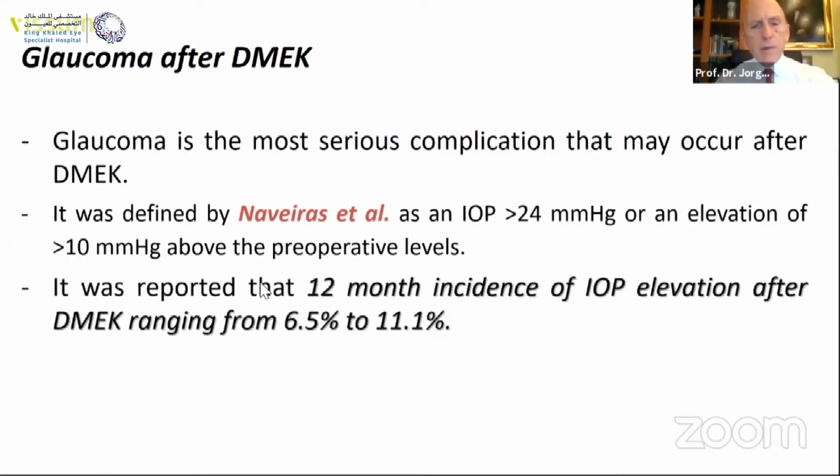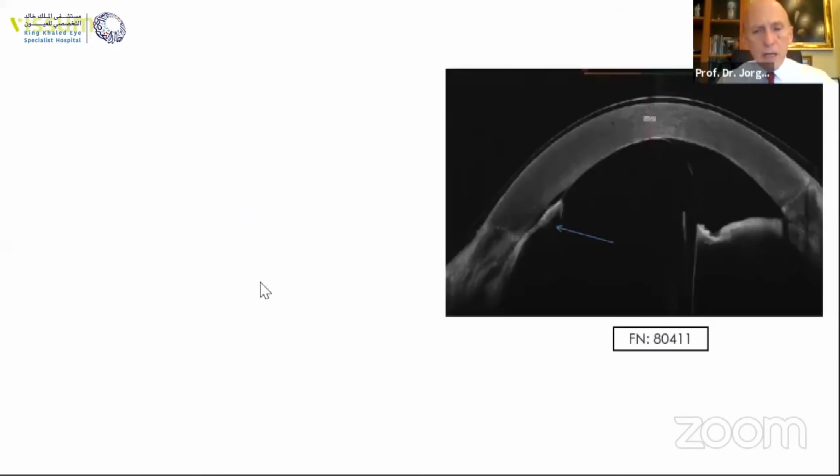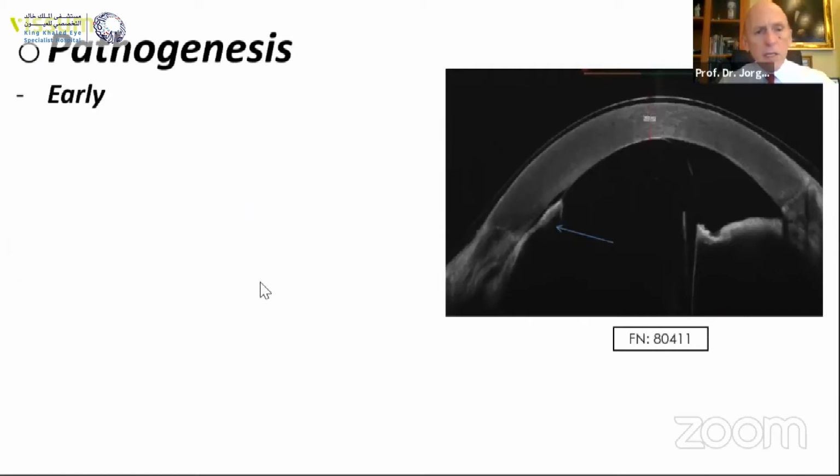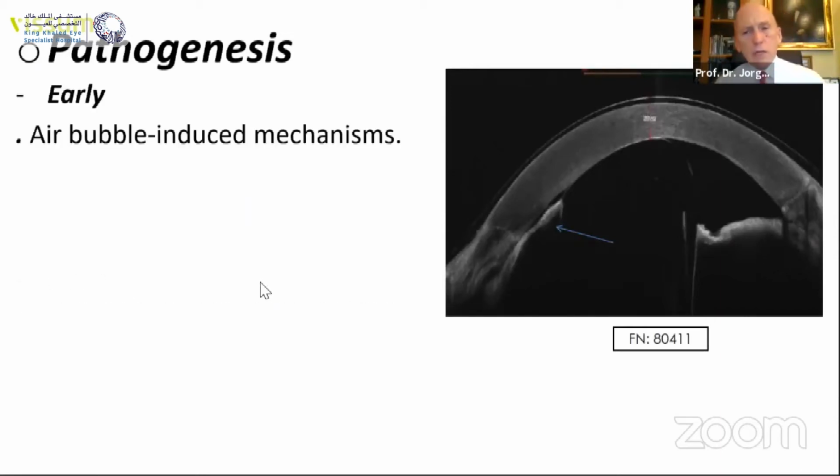There have been several papers recently about the frequency of this problem. After 12 months, the incidence of chronic IOP elevation requiring medication goes from 6.5 to 11.1%, which is the data that has been more recently reported. The pathogenesis in early cases is related to the surgery. In DMEK, you use intraocular gas, and you have air bubble-induced mechanisms that take action during the surgery.